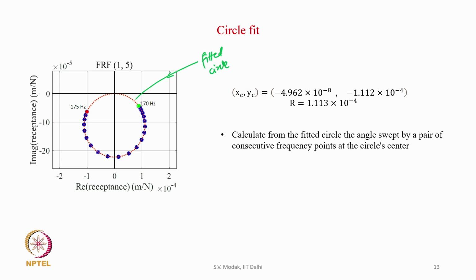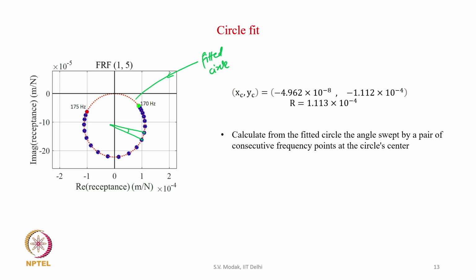So, therefore, we choose, for example, let us say this pair, this is one frequency, another this second frequency, and then from the center of the circle we determine the angle swept. So, this is the angle that is swept by this pair of frequency points. This we determine because we know the coordinates of the center, we know the coordinates of these frequency points in the Nyquist plane, because the FRF values are known, and then we can determine this angle.